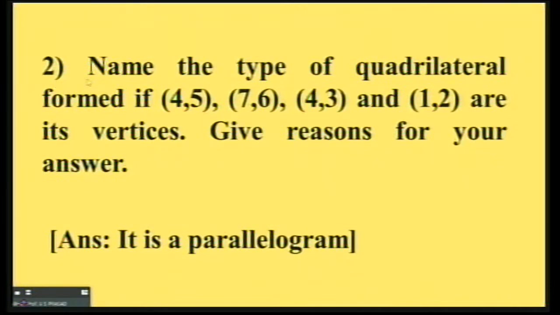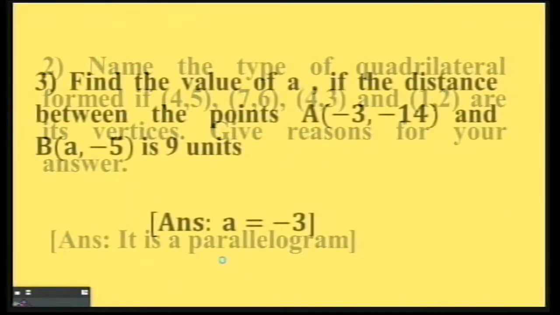Second problem, name the type of the quadrilateral formed if 4 comma 5, 7 comma 6, 4 comma 3 and 1 comma 2 are its vertices, and give reasons for your answers. So once we take these 4 points, let them identify the lengths and apply the properties. In fact, the quadrilateral they are going to get is a parallelogram. One very important property of parallelogram, they have to recollect. What is that? Let them check it and find out the answer for that.